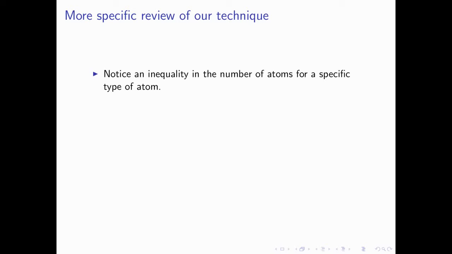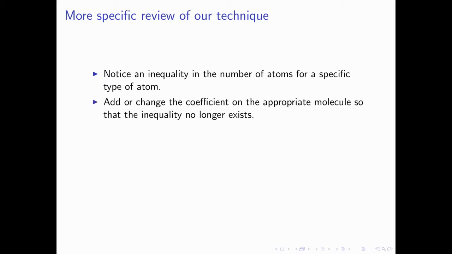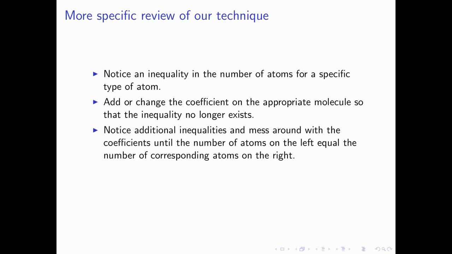Now let's review our algorithm more closely now that we have done a couple problems. First, notice inequality in the number of atoms for a specific type of atom. When we say type of atom, we mean the kind of atom such as carbon or nitrogen or oxygen. Next, add or change the coefficient on the appropriate molecules so that the inequality no longer exists. Notice additional inequalities and mess around with the coefficients until the number of atoms on the left equal the number of corresponding atoms on the right.